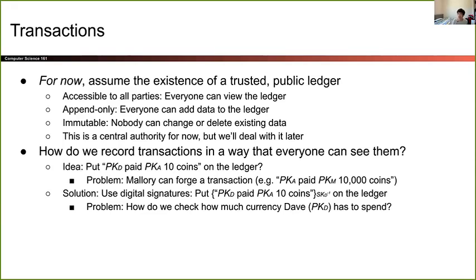So the issue now is, how do we know that Dave has 10 coins to spend? Dave can still come along and say PKD paid PKA 10 coins, or say 10,000 coins, even though Dave is broke, doesn't have any money. And this would still technically be valid. So we need some way of validating how much money Dave actually has.